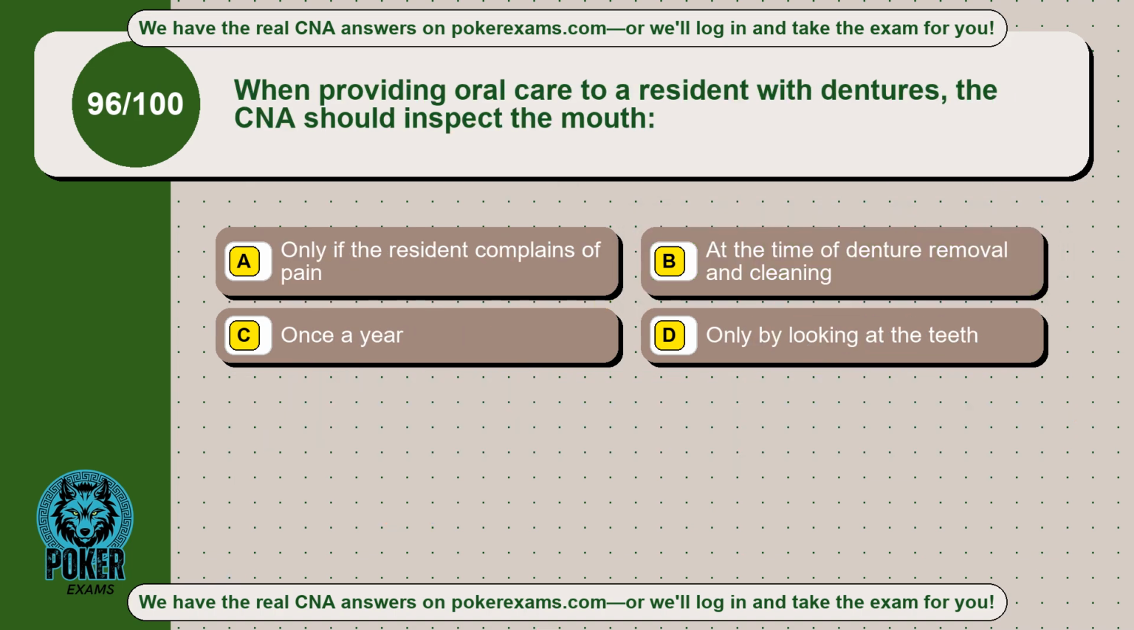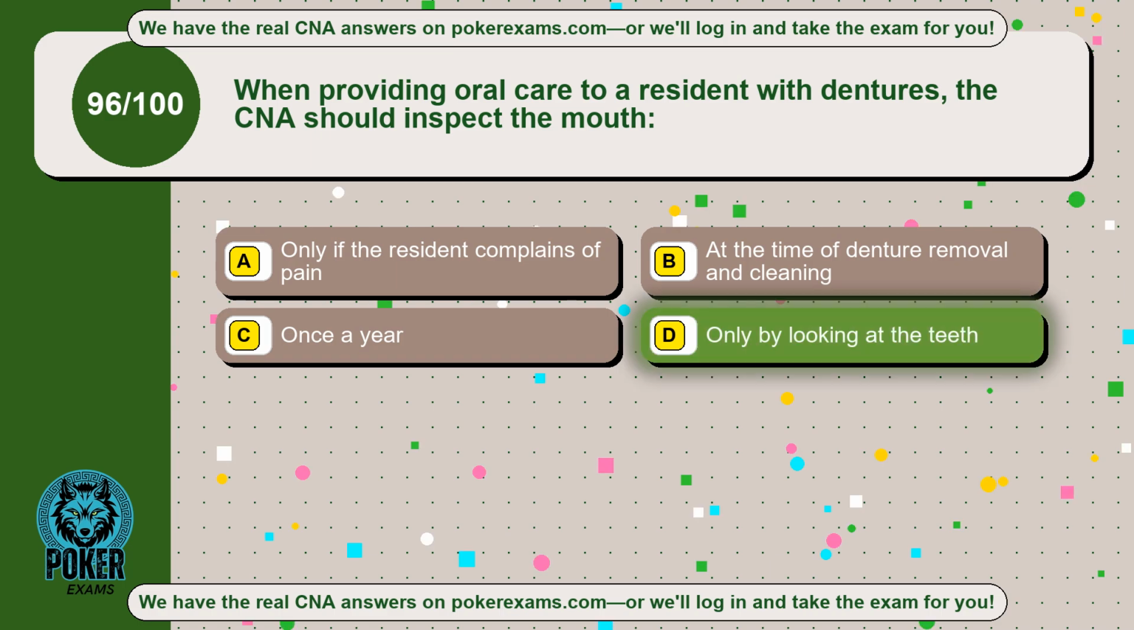Question 96. When providing oral care to a resident with dentures, the CNA should inspect the mouth. Option A. Only if the resident complains of pain. Option B. At the time of denture removal and cleaning. Option C. Once a year. Option D. Only by looking at the teeth.